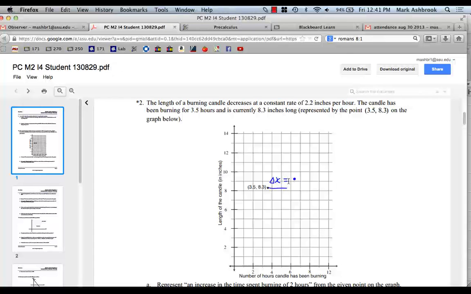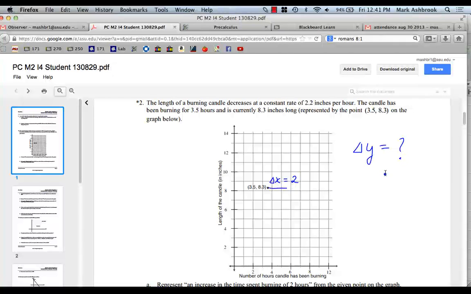2. Now we're going to apply one of our constant rate of change principles. We want to know the corresponding change in the length of the candle. How is that represented? Delta y. So we want to know how much burns off of this candle in those 2 hours. So how can we use one of the principles of constant rate of change to calculate that? Yes, sir?